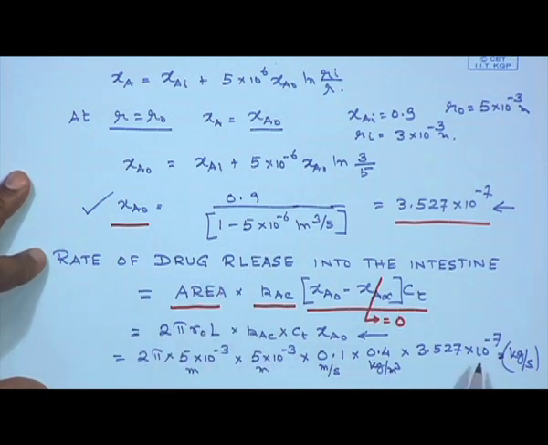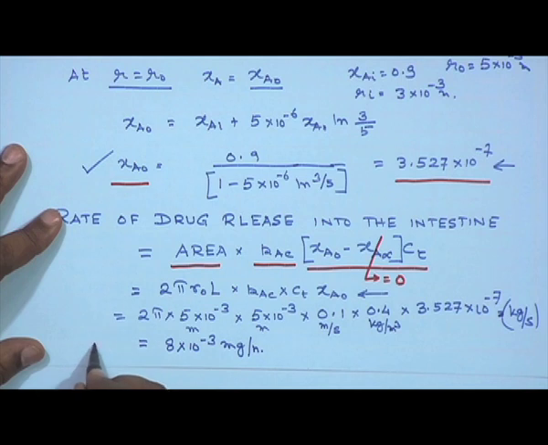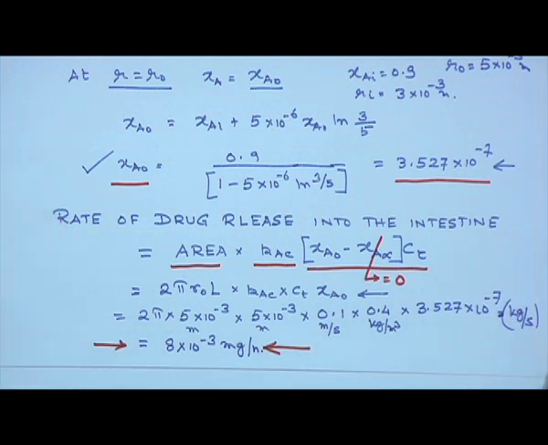The rate of drug release we have obtained in SI units, which is in kg per second. When you evaluate this, it is going to come to be equal to 8 into 10 to the power minus 3 milligram per hour. So, that is the dissolution rate of the drug in the intestine.